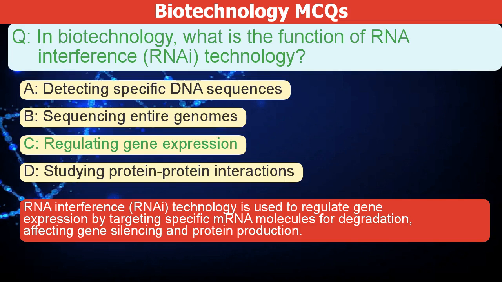RNA interference, RNAi, technology is used to regulate gene expression by targeting specific mRNA molecules for degradation, affecting gene silencing and protein production.